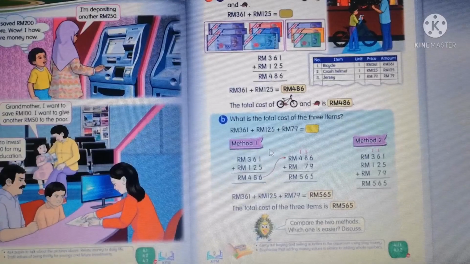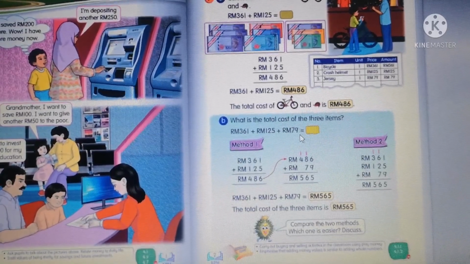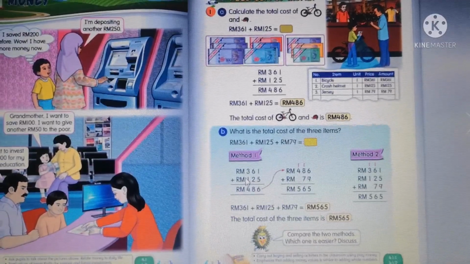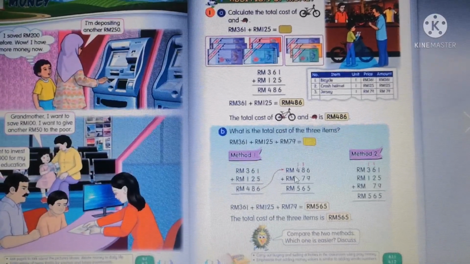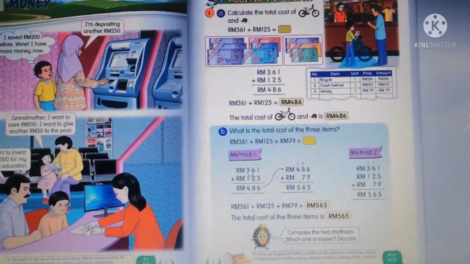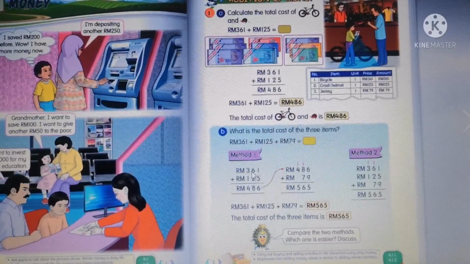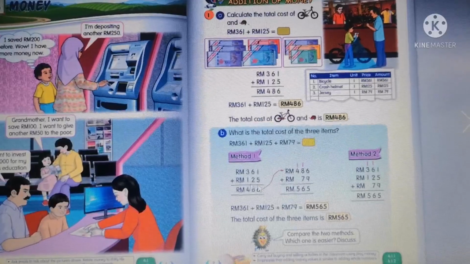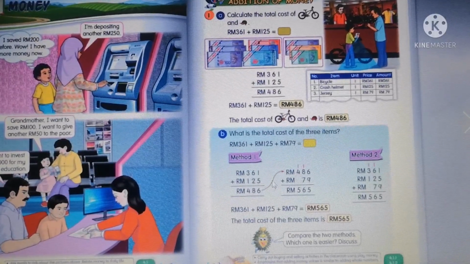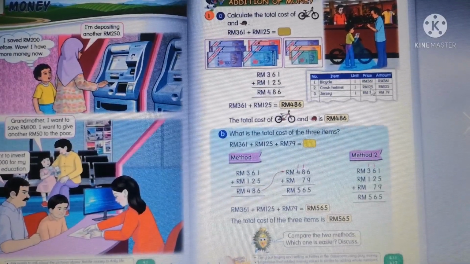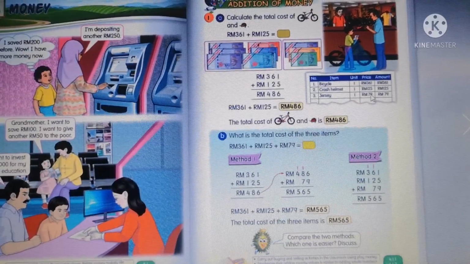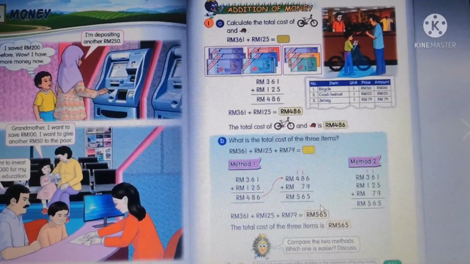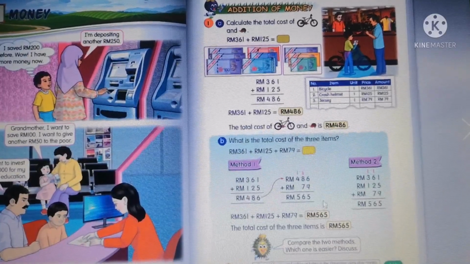So what we have to do? Tambah 3-3. Macam tadi. So the first method, you can tambah 2 by 2. You know the method, right? Mula-mula tambah 361 plus 125 RM. Then the total, you will write it back and you will plus with another 79 ringgit and you will get 565. So this will be the total.